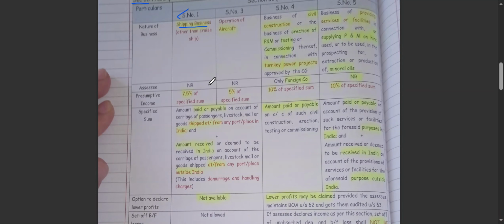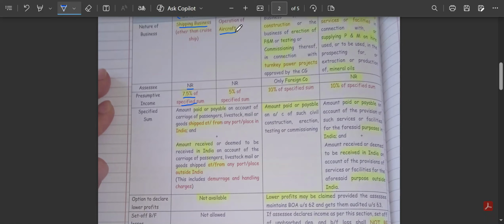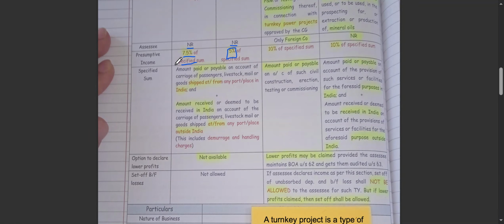A little detail now. Section 61 presumptive basis. Serial number 1 is for shipping businesses other than cruise ship. It is for cases where the assessee is a non-resident. He will be paying 7.5% of the specified sum. I'll be coming to specified sum in a bit. Similar is the case of operation of aircraft. It's also for non-residents. The rate of tax here is 5% instead of 7.5% of specified sum. Now, the definition of specified sum is the same for both these types of businesses.